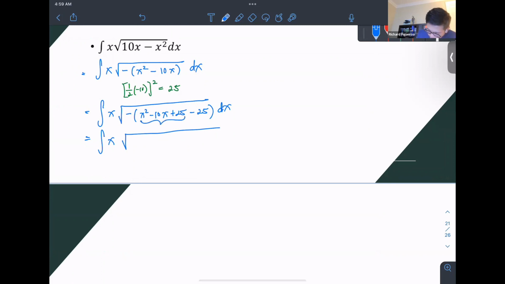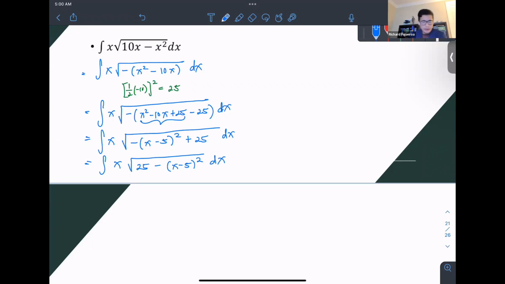Afterwards, x times the square root of, I'll start with this one. This is the same as x minus 5 squared, that is x squared minus 10x plus 25. Then I have a negative and a negative 25, so I'll make it plus 25. So in short, this is the same as 25 minus x minus 5 squared dx.